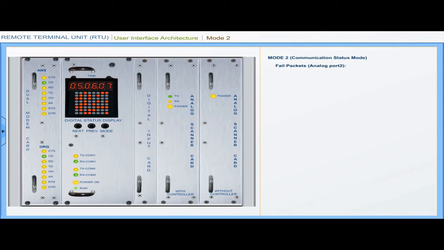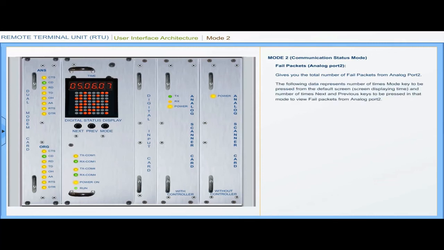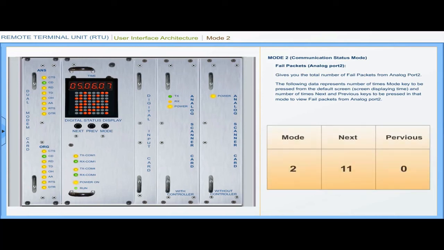Failed packets, analog port 2. Gives you the total number of failed packets from analog port 2. The following data represents number of times mode key to be pressed from the default screen, that is screen displaying time, and number of times next and previous keys to be pressed in that mode to view failed packets from analog port 2. Mode 2. Next 11.